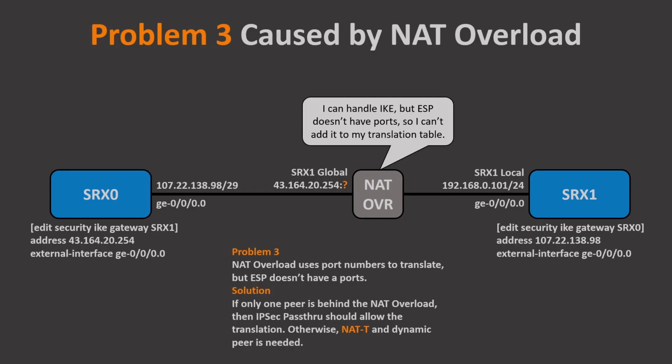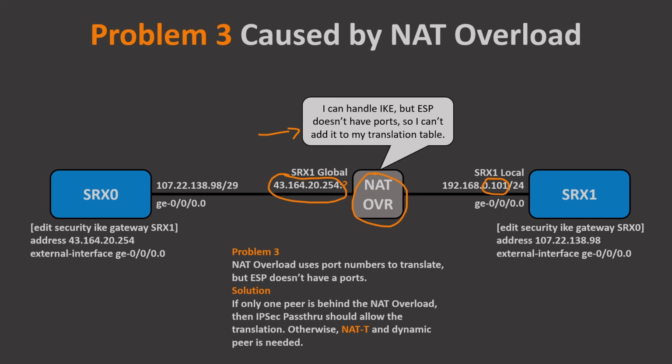All right, so this brings us to problem 3, the final problem. And this problem is caused by NAT overload. NAT overload has the same problem that static and dynamic have, where you have to set the IKE ID, but it has this additional problem here. And here you can see our NAT overload device. You can see the global IP that we're going to be NAT overloading everyone to, and you can see SRX1's local private IP. And look what the NAT device is saying: I can handle IKE, but ESP doesn't have ports, so I can't add it to my translation table.